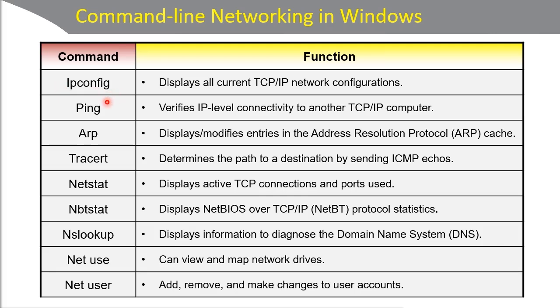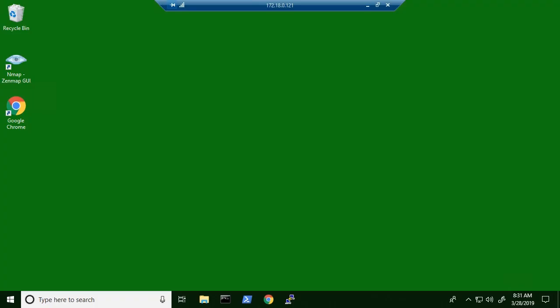ipconfig, I use this a lot. It displays all current TCP/IP network configuration values, and I use this a lot for analysis and for troubleshooting network connectivity. Let's show an example of it.